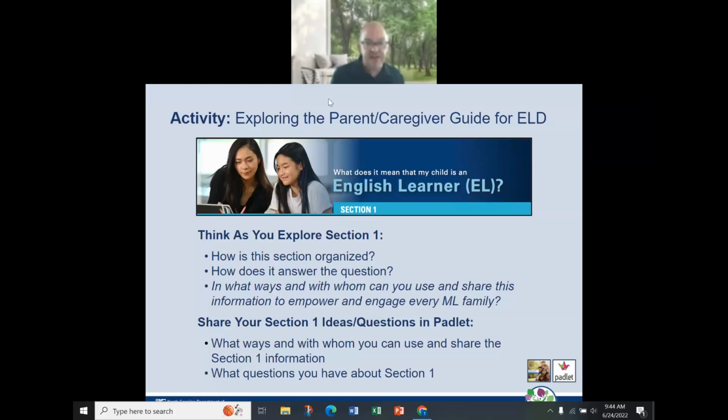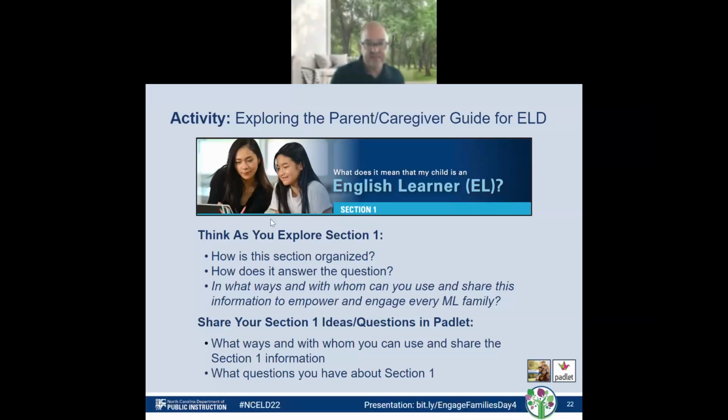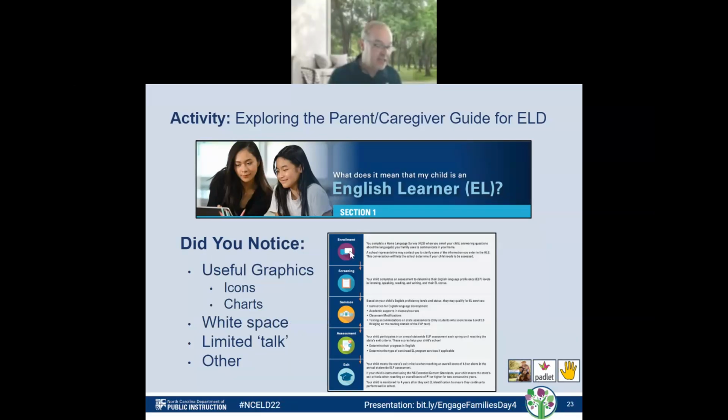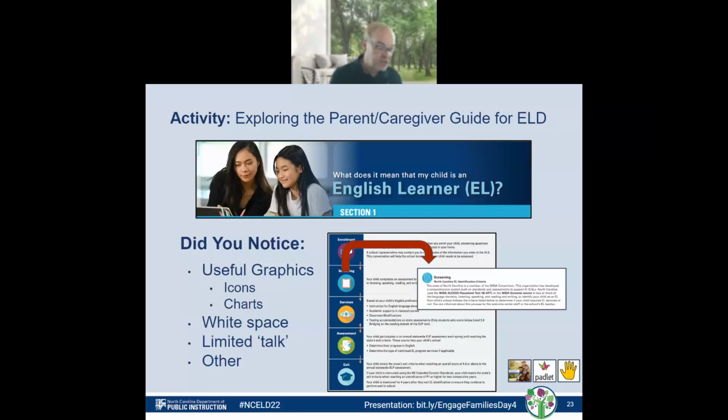Did you notice the graphics? Click your slide, Tim. Yeah. Sorry. Did you notice the graphics? The colorful self-explanatory icons and how they're repeated on other pages for consistency and supports for understanding the information. Also, the charts, the white space, and even the limited talk, all of these designs were intentionally incorporated for ease of use and understanding.